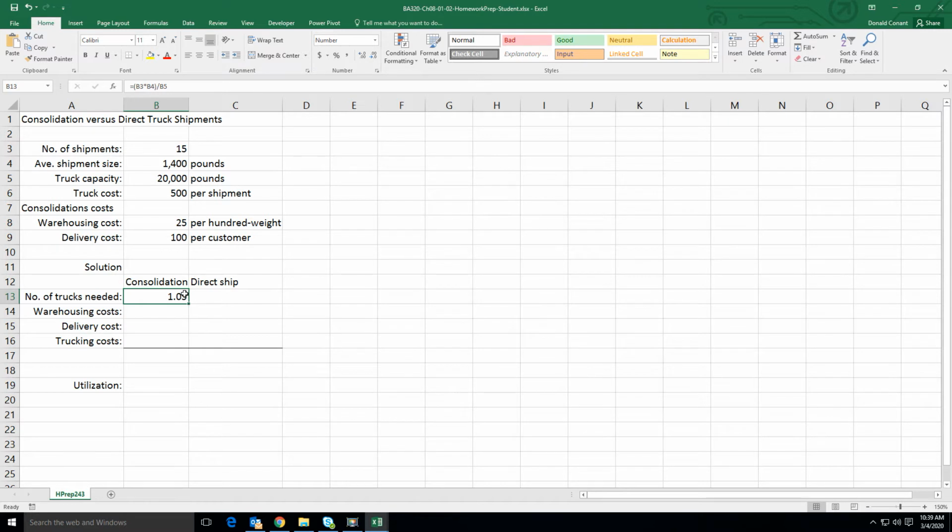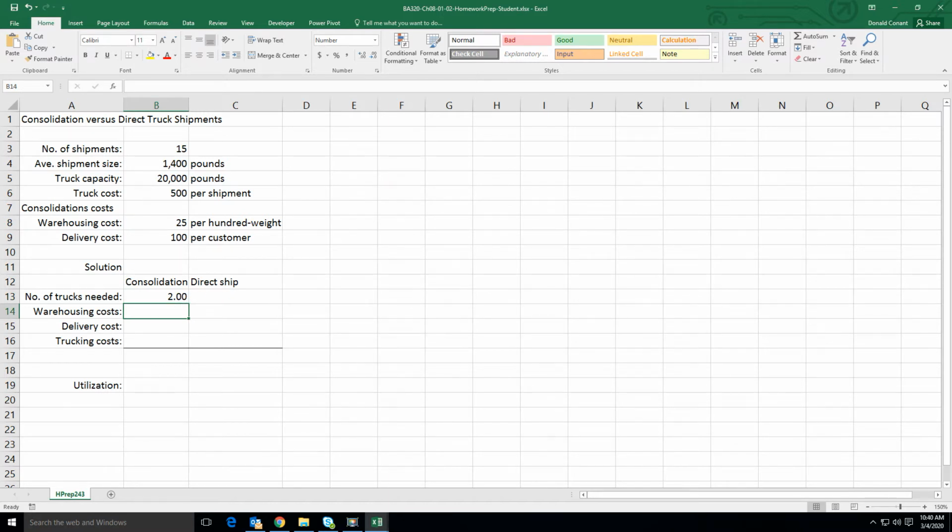I can use the round up function in order to make sure that I always get the right value here. I can't have a fraction of a truck. So to fix this, I'm going to round this up. And I'm going to have 0 places behind the decimal. So I need 2 trucks.